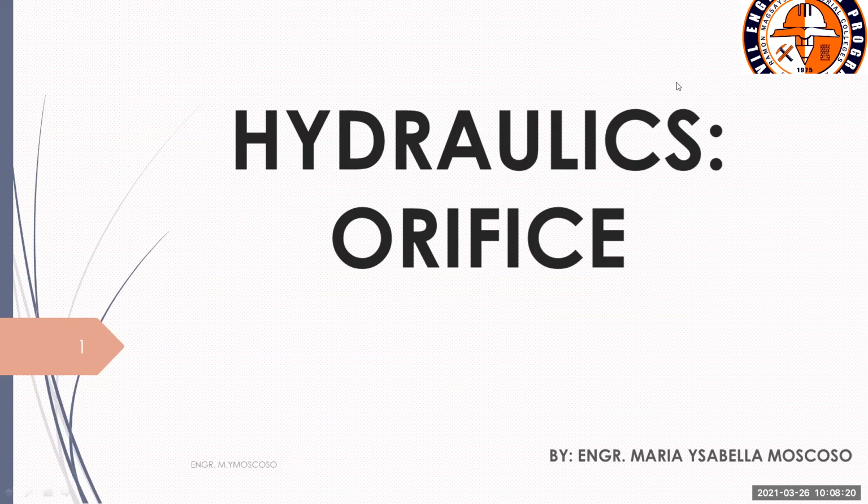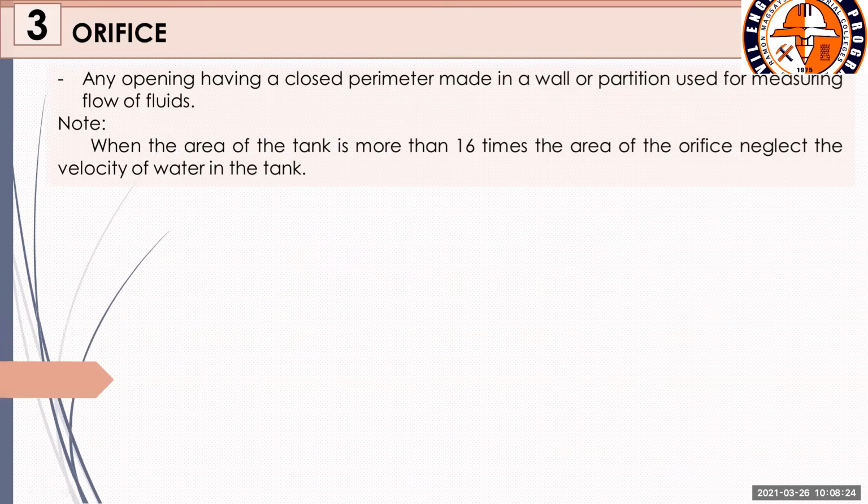So let us define what orifice is all about. By definition, orifice is any opening having a closed perimeter made in a wall or partition used for measuring flow of fluids. So note that when the area of the tank is more than 16 times the area of the orifice, let us neglect the velocity of water inside the tank.